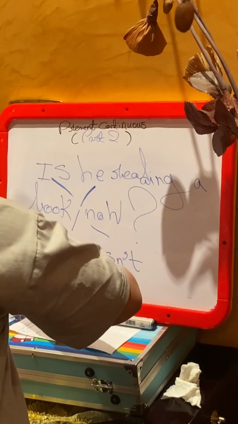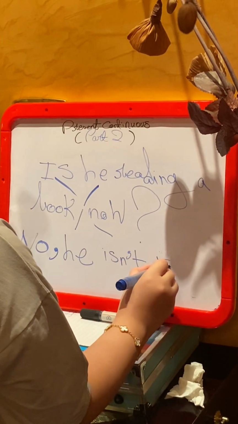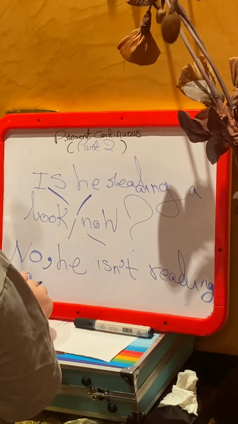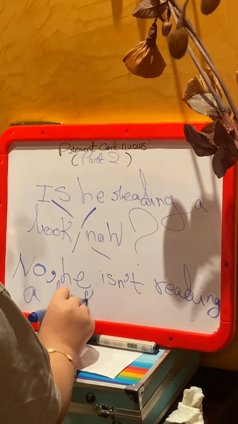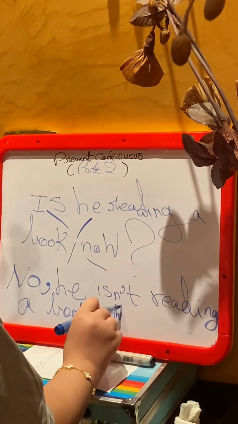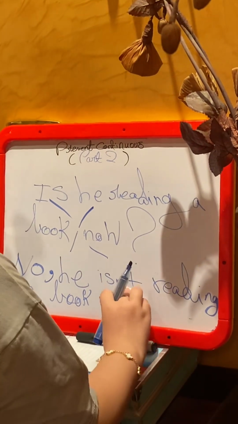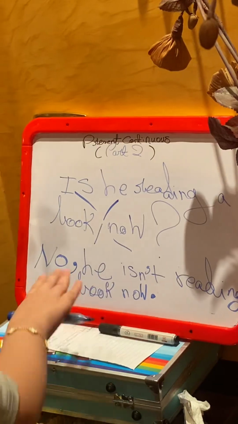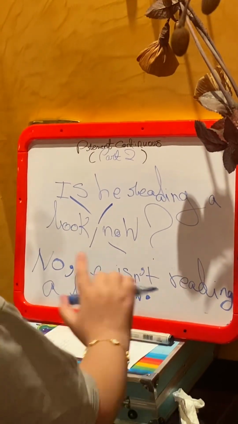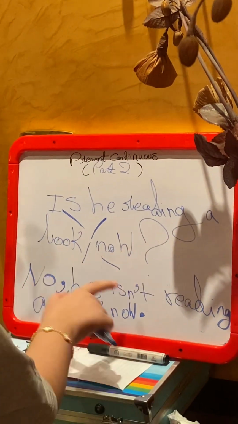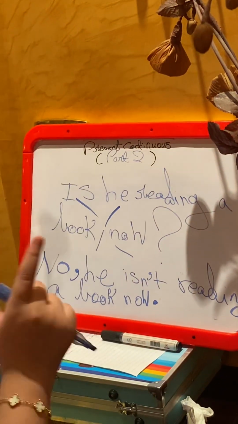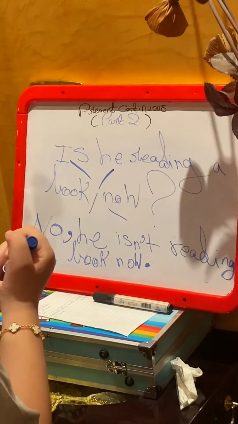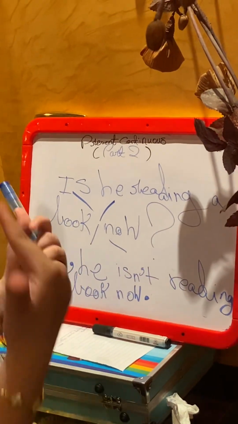So here I will put isn't. So it will be: no, he isn't reading a book now. I'm sorry, we will not put a question mark. We'll put only a full stop, because it's a simple sentence, so I just put the full stop. But if it's a question, put a question mark. Be careful with this, okay? No, he isn't reading a book now. So I answer this question with yes and no.